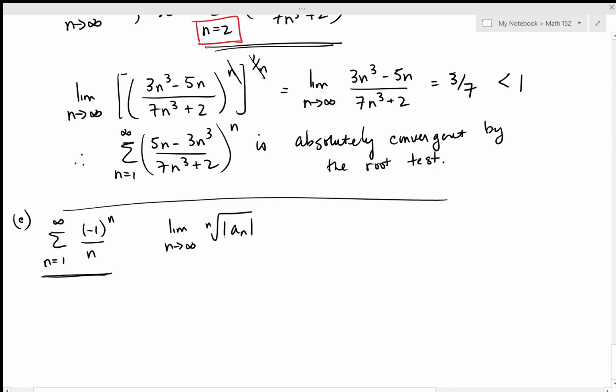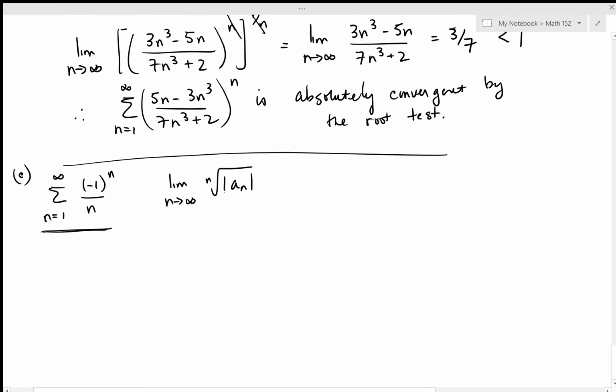It's a lot more work, and we don't get any information actually. So it's really not a good way to go. But so there's our root test. In this case, we're going to be looking at the limit as n goes to infinity of the nth root of the absolute value of a_n.